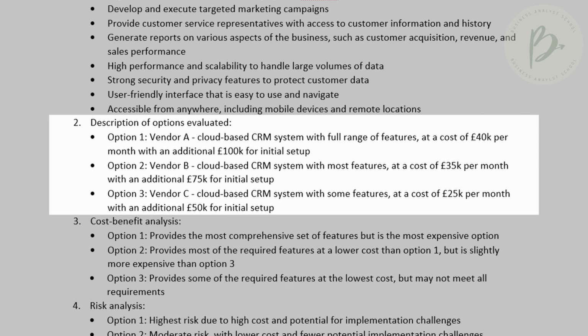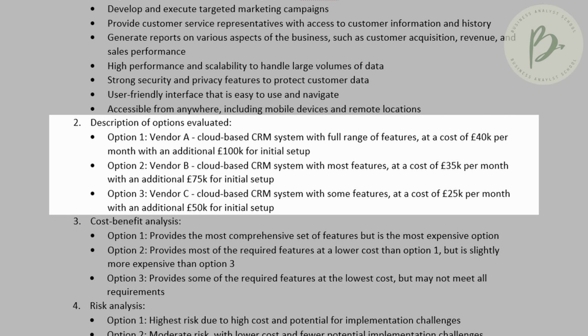The third one, vendor C, is a cloud-based CRM system with some features. Remember, we have one that has the full range of the features that we're looking for. The second one has most of the features. The third one has some features. It costs 25K per month, with an additional 50K for initial setup. So which one should we go for? Because you've done your research, you'll have more details about what are the some features that they're talking about here.